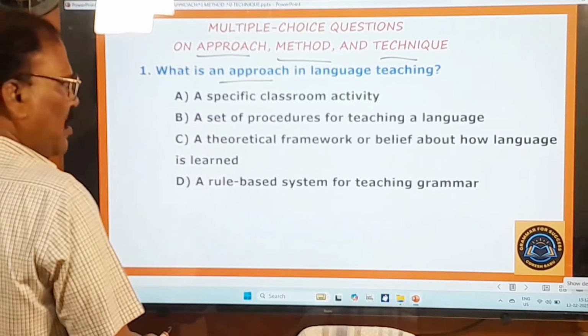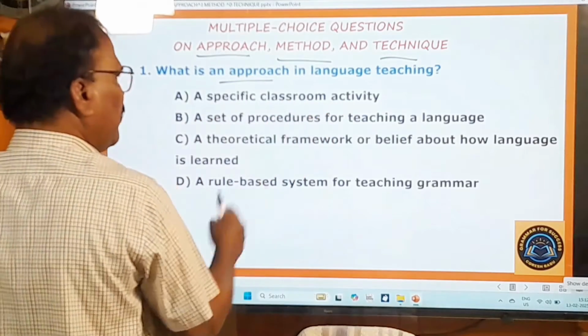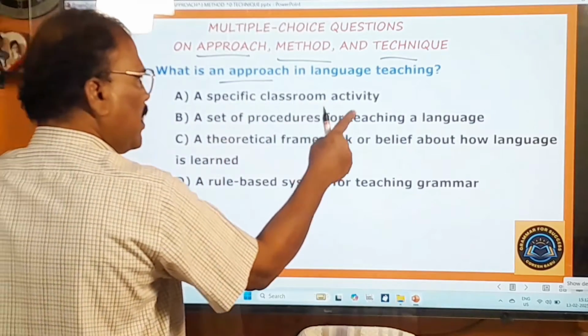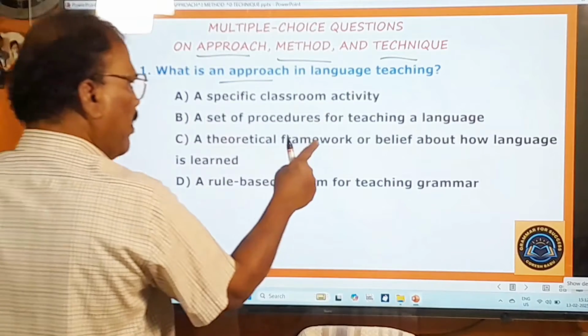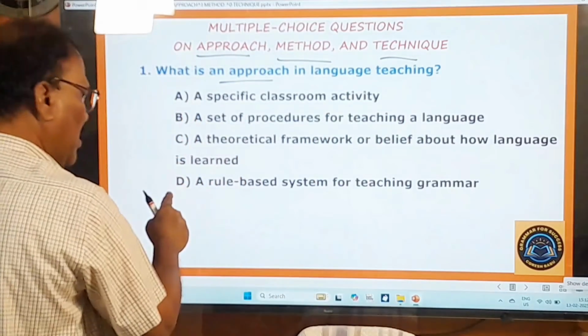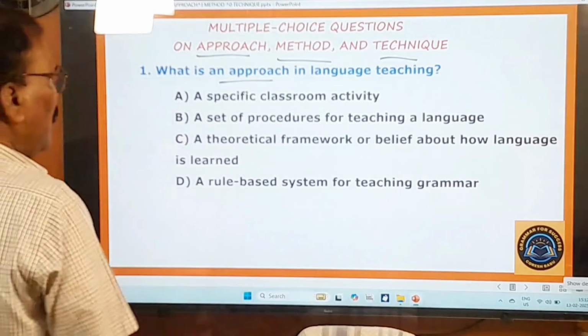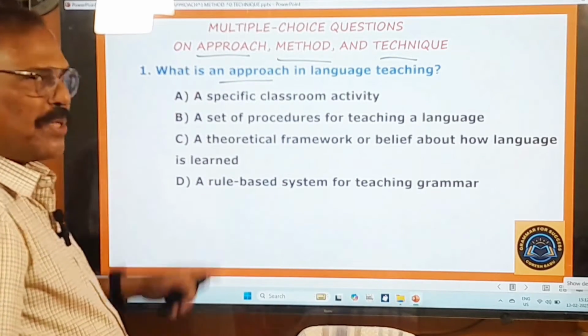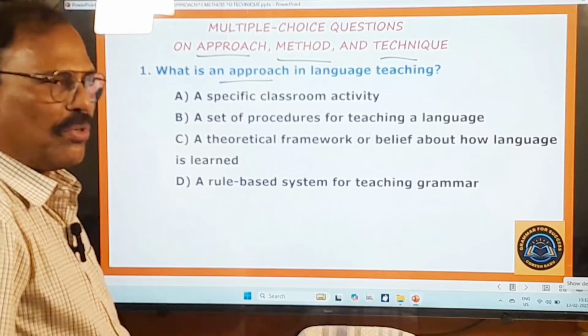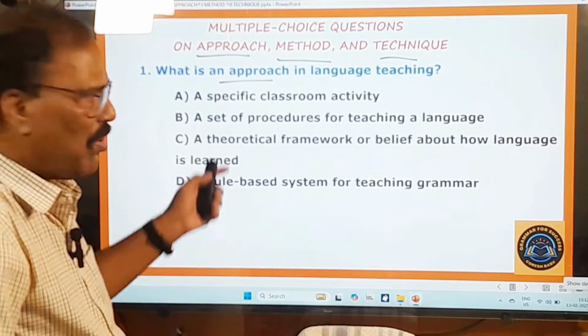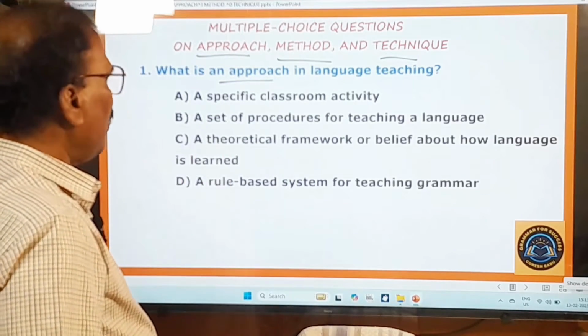So four options are given: a specific classroom activity, a set of procedures for teaching a language, a theoretical framework or belief about how language is learnt, a rule-based system for teaching grammar. The question is read out and the options are also read out for you, so you are only to choose the relevant answer. Okay, now you move on to the next question.